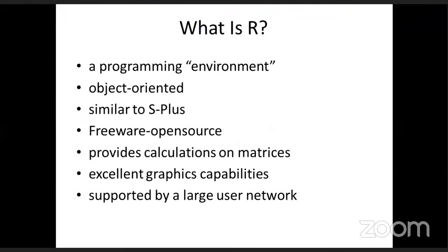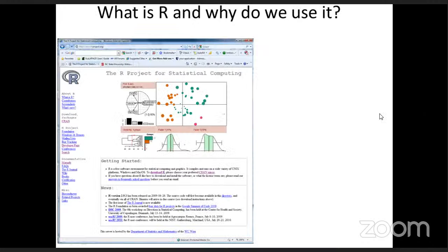So what is R? R is a programming environment. It is object oriented. It was introduced as S-Plus, and it has changed to R. It is open source, and anyone can download R programming. Mainly, it is used for calculations on matrices, arrays, etc. It has excellent graphics capabilities, supported by a very large user network. We can download R open source from the site.